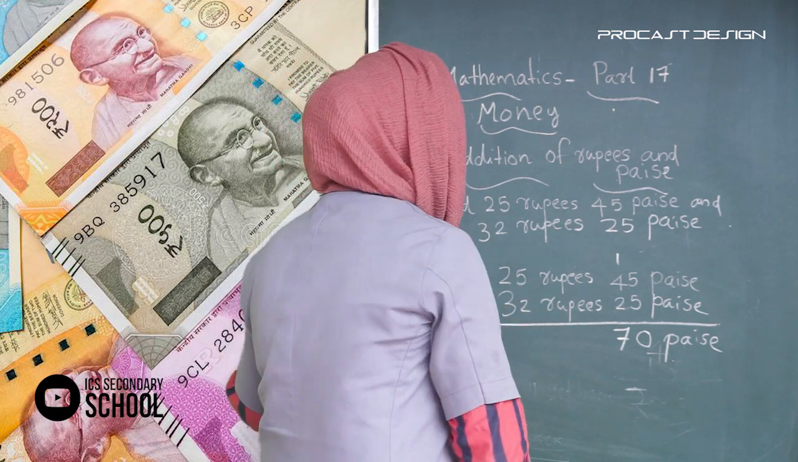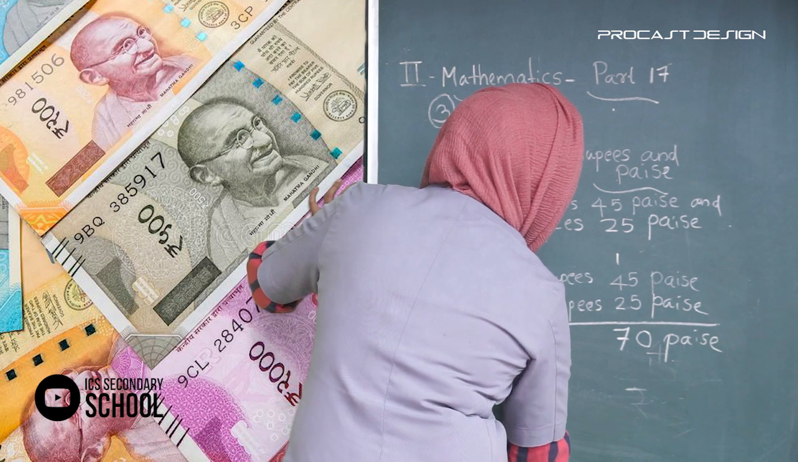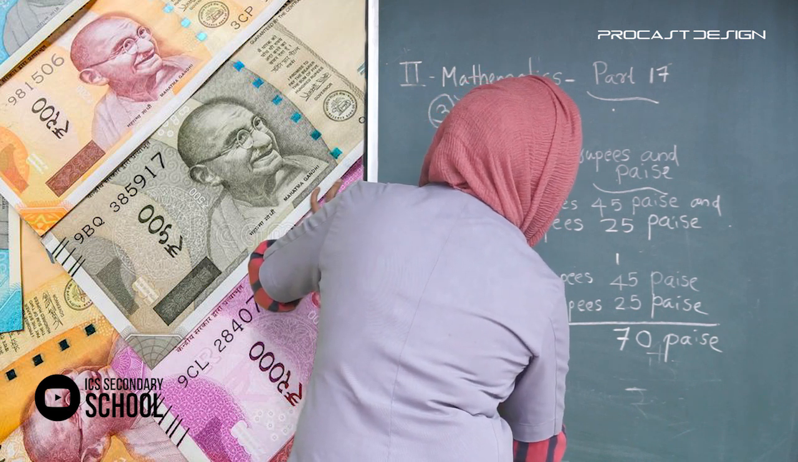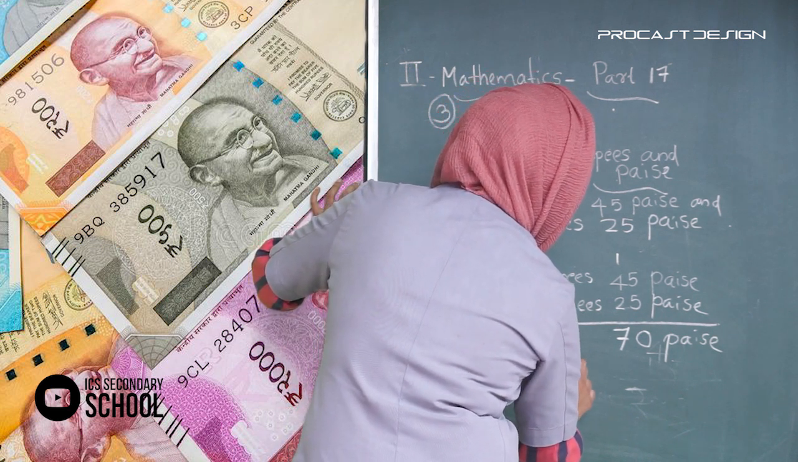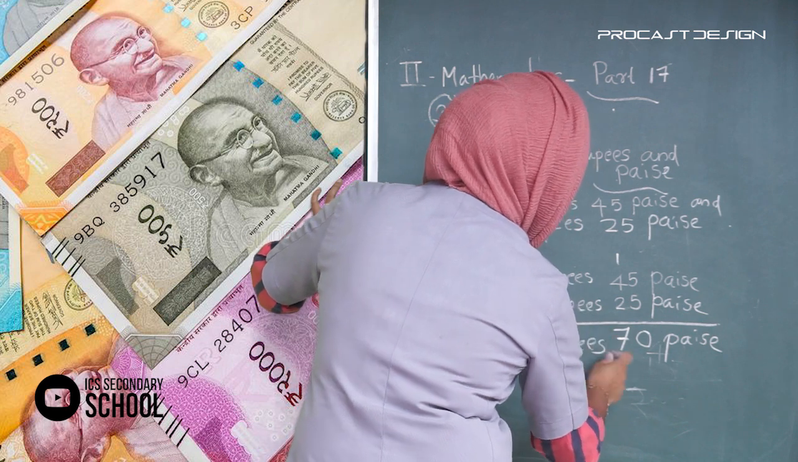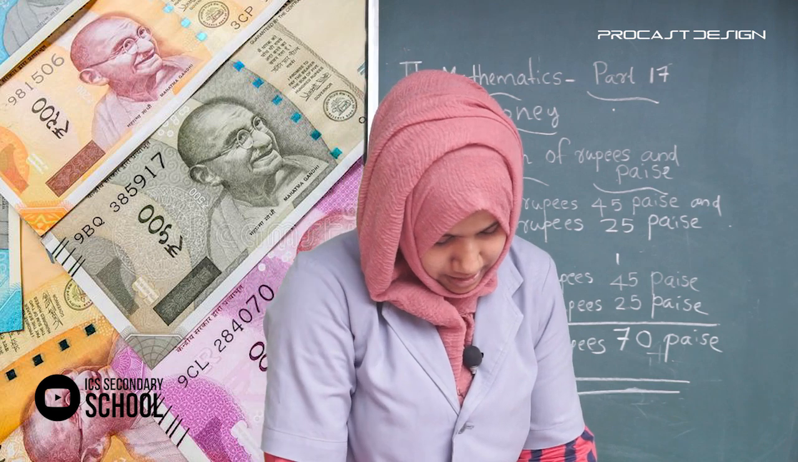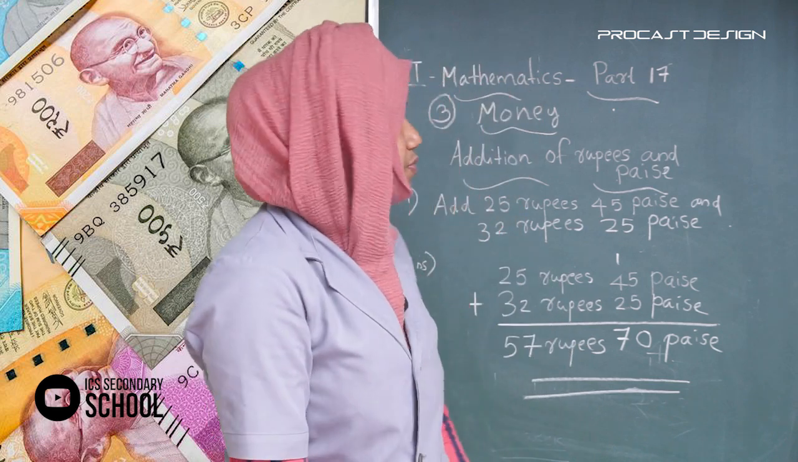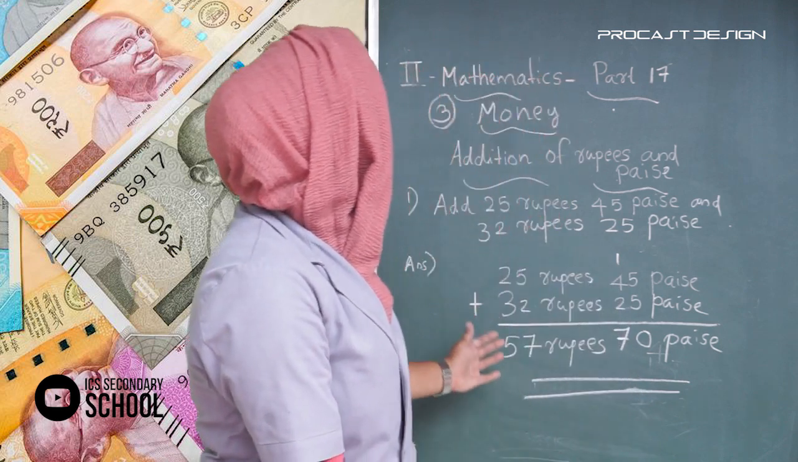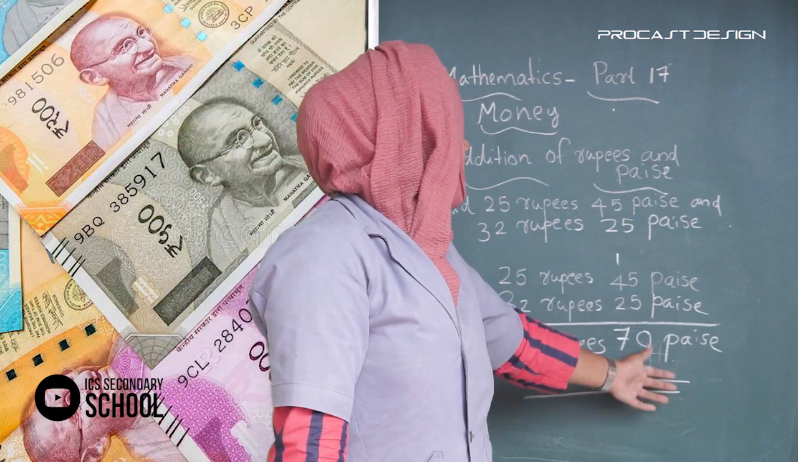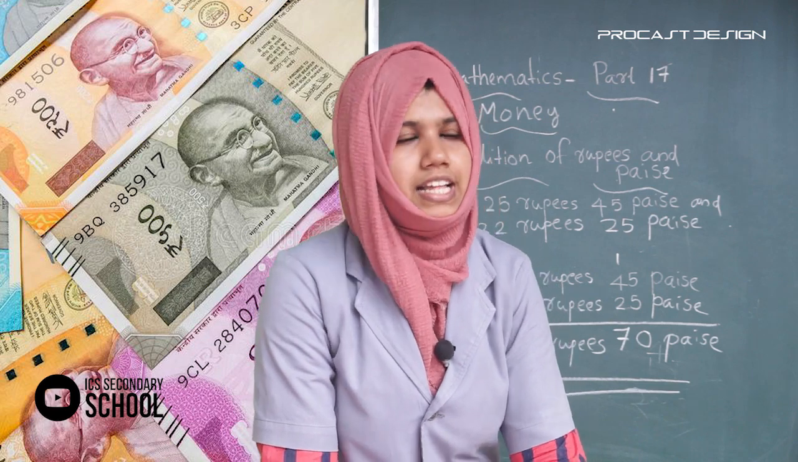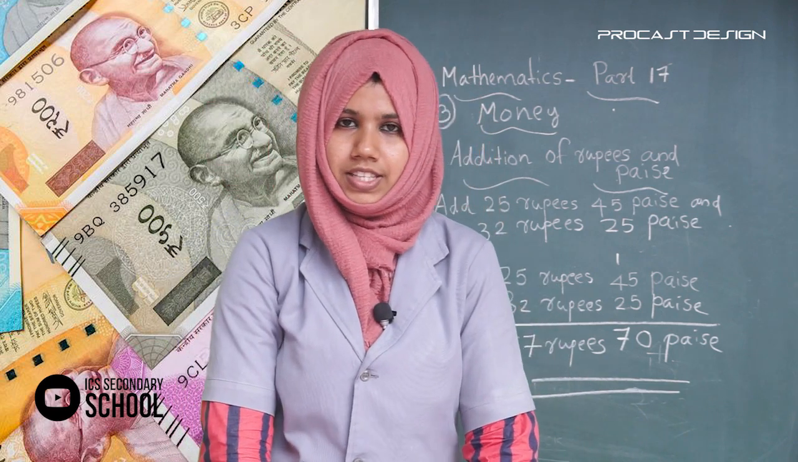Next, 5 plus 2 is 7, 3 plus 2 is 5, 57 rupees. So this is the answer. Okay, 57 rupees 70 paise is the answer. So addition of rupees and paise means first you add the paise column, then the rupees column. Is it clear?